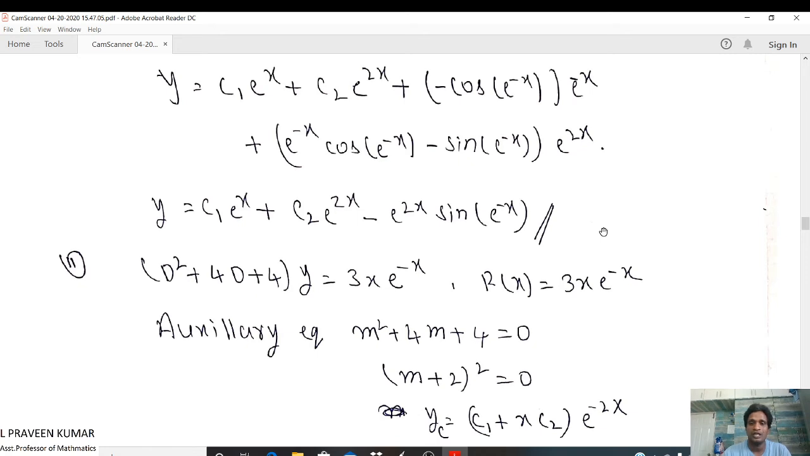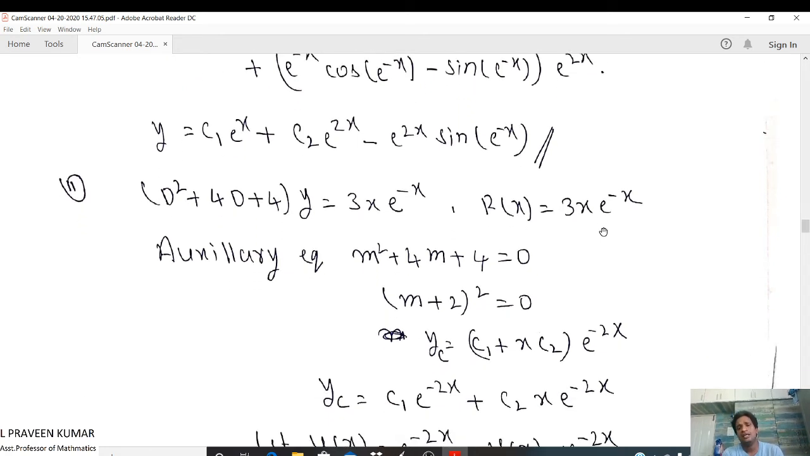Okay, I hope you understand the problem. Nothing else is there. First we have to find the yc, written as c1 into u(x) plus c2 into v(x). Then assume yp as a into u(x) plus b into v(x). Then apply the a formula and b formula, and the problem is solved.